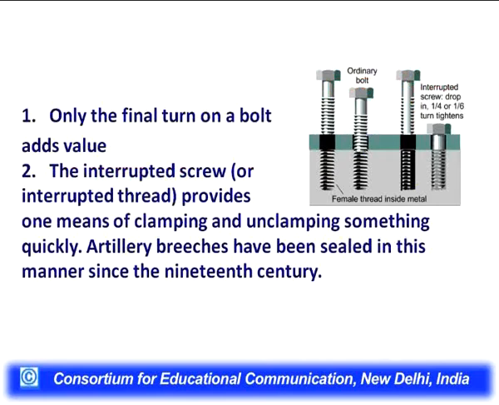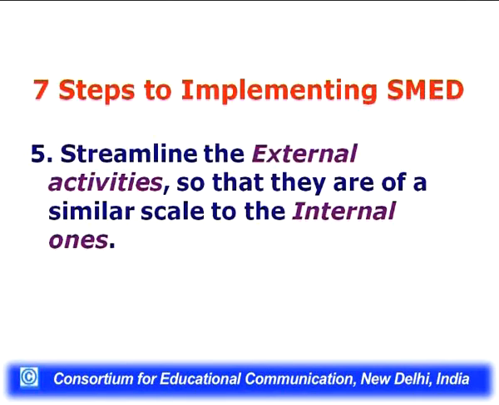Only the final turn on a bolt adds value. The value in turning is only in the last round, because that is the round which tightens the bolt. The interrupted screw or interrupted thread provides one means of clamping and unclamping something quickly. Artillery breeches have been sealed in this manner since the 19th century. This is an example of a bolt mechanism.